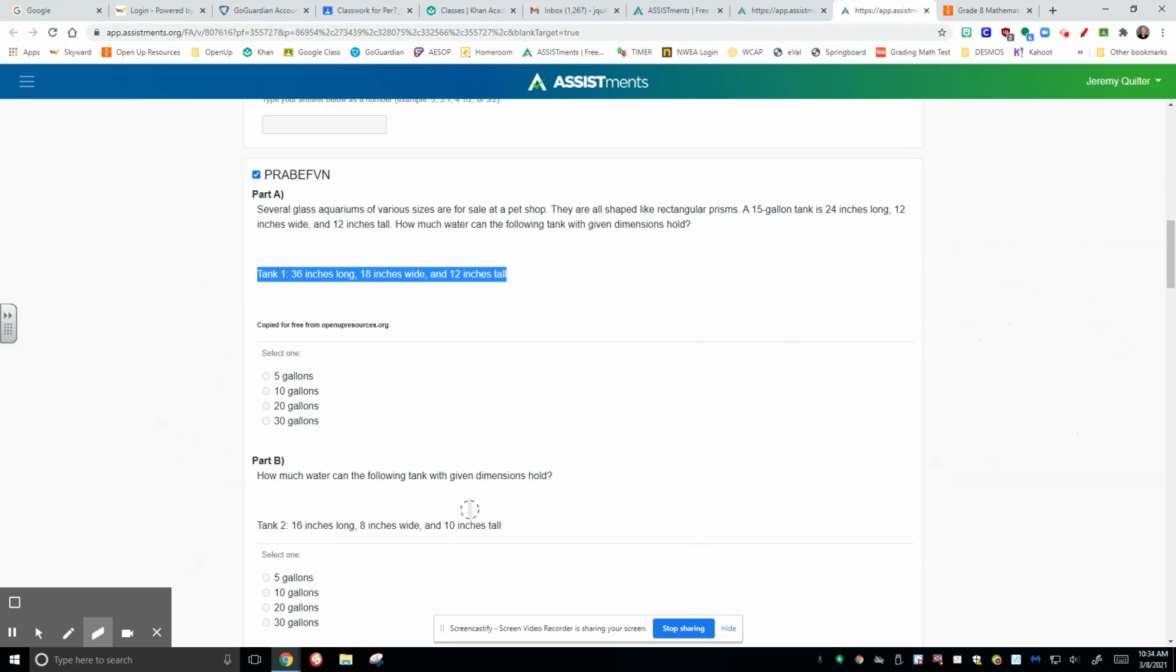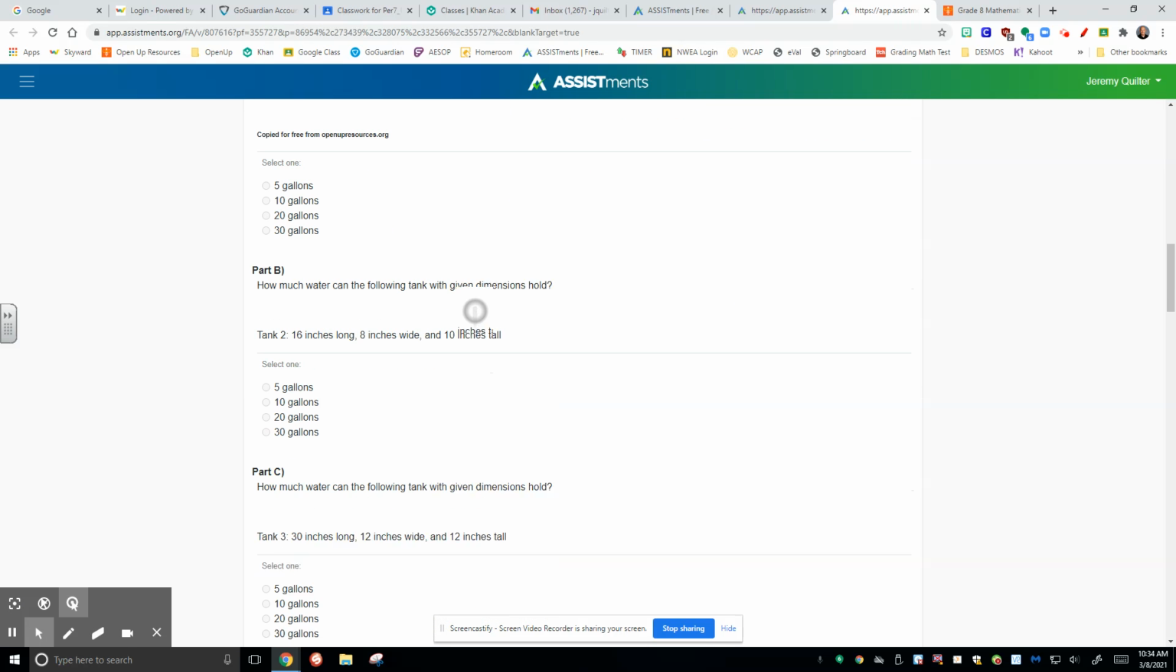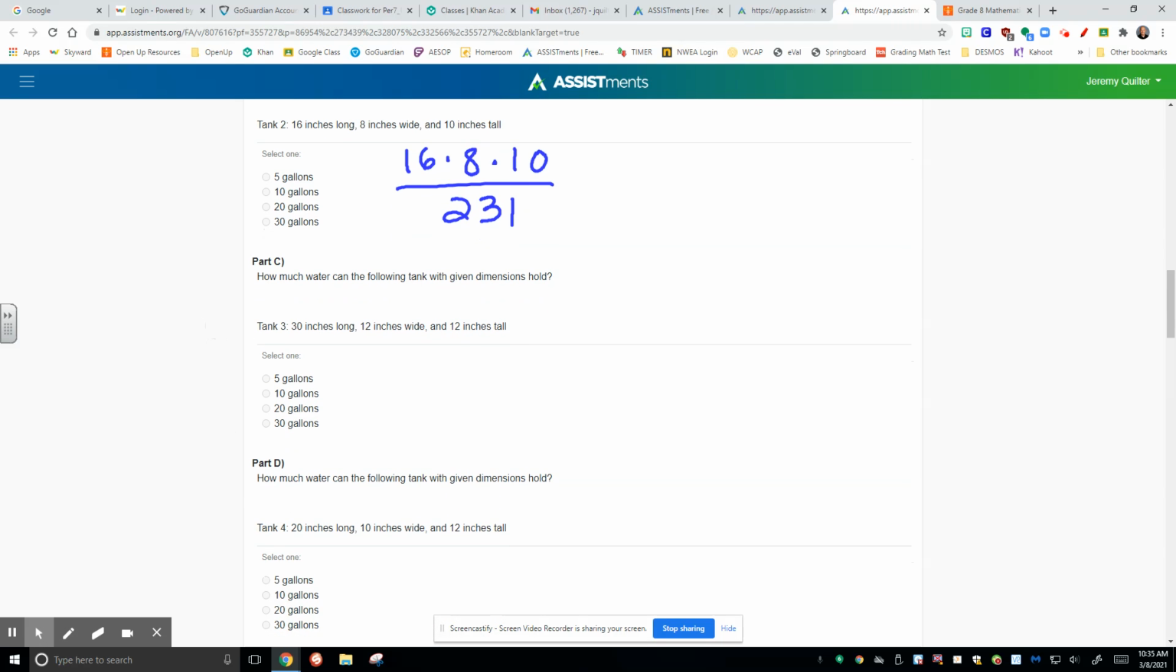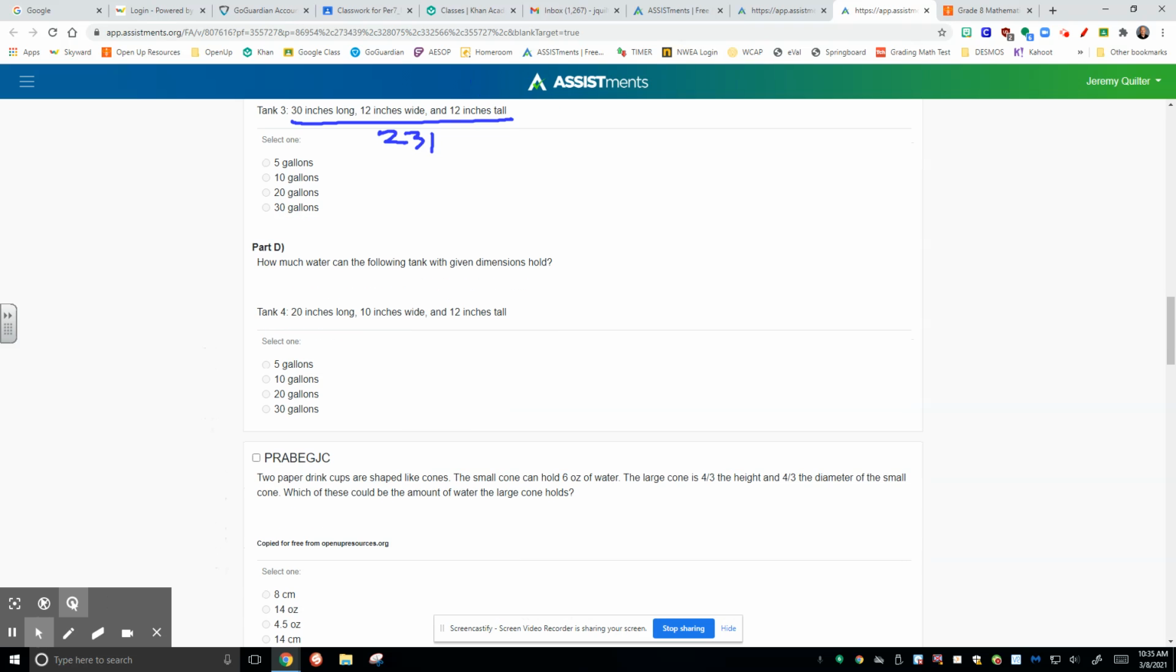You'll want to go through and find out the total volume, 16 times 8 times 10, and divide that by 231. Round to the nearest value that's given here. Part C, how much water can the following take with the given dimensions? Again, the same thing: multiply these three together and divide by 231. For the next one, it's all the same thing. What we're doing is figuring out how many gallons will work for that piece.